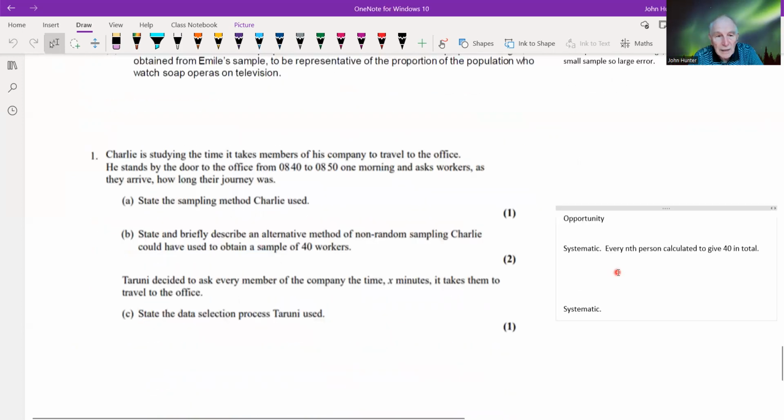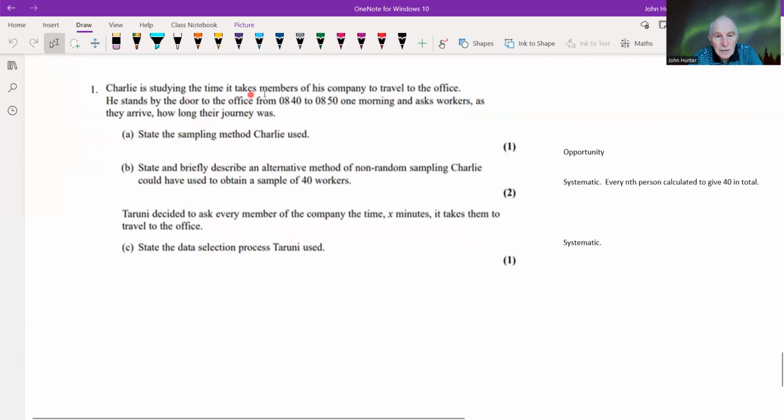So, finally, let's have a look at this one. Charlie is studying the time it takes members of his company to travel to the office. He stands by the door of the office from 8:40 to 8:50 one morning and asks workers as they arrive how long their journey was. Well, this definitely seems to be flawed, doesn't it? If you travel further, there's more chance of delays and so on. State the sampling method Charlie used. Well, opportunity.